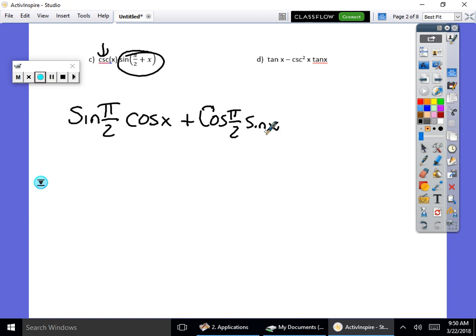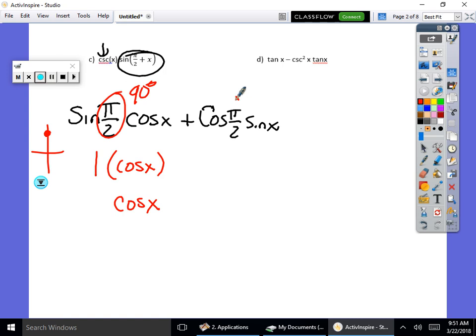Where did all that come from? The sum formula, which will be given to you on your formula sheet for your test, okay? And I do have those extra copy ones so you don't have to flip back and forth, I think. Okay, so pi over 2 is 90 degrees, yes? So at 90 degrees, what is my y value? 1. So this becomes 1 times the cosine of x, which is just cosine x, right? What is cosine of 90? 0. And 0 times anything is just 0, so it does not matter. So I'm left with cosine x.